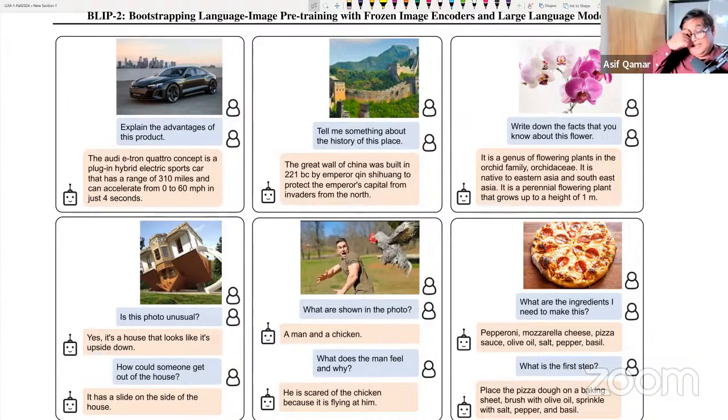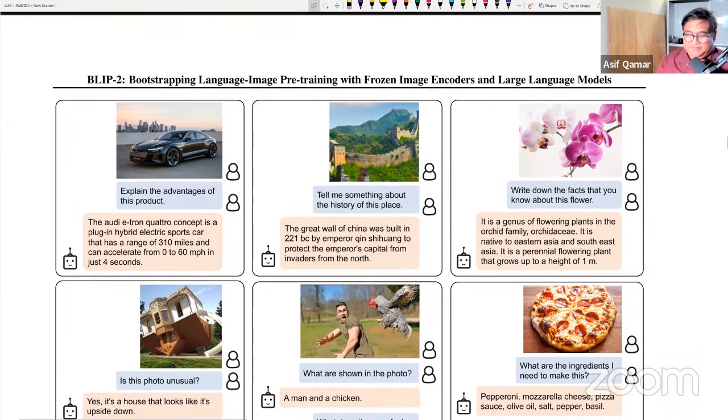Guys, I don't know. Does this look impressive? Let's look at the second one in the middle, first row middle. Tell me something about the history of this place. The Great Wall of China was built by Emperor Blah to protect the emperor's capital from invading. So how did this happen?